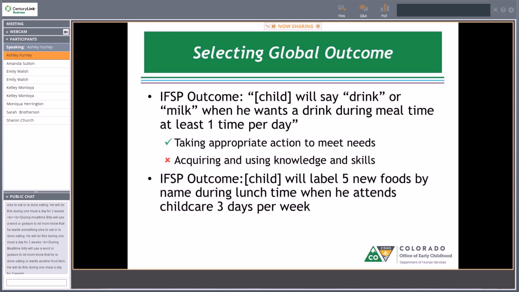And then here's an example of when acquiring and using knowledge and skills would be the global outcome that most closely aligns. Child will label 5 new foods by name during lunchtime when he attends child care 3 days per week. So the function of this outcome is for the child to label foods, and there's no reference to getting needs met, so that's why that one makes the most sense here. Are there any questions on that?